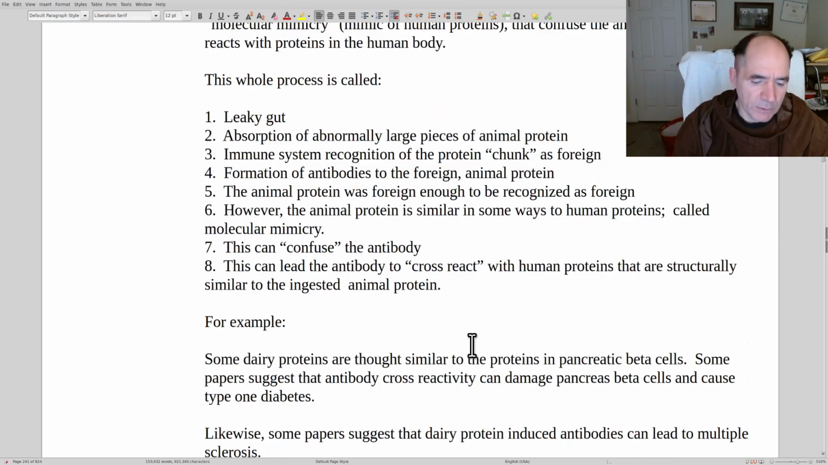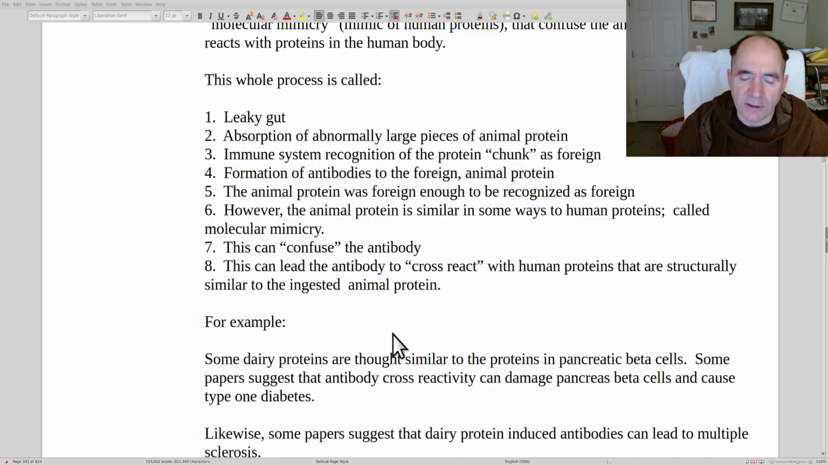Okay, here we're going to talk about the whole process. I got all the words here for you if you want them. Leaky gut, absorption of abnormally large pieces of protein. Immune system recognizes a protein chunk as foreign. Antibodies are formed to it. The animal protein is similar enough, molecular mimicry. Confuses the antibody. Auto means to attack itself.